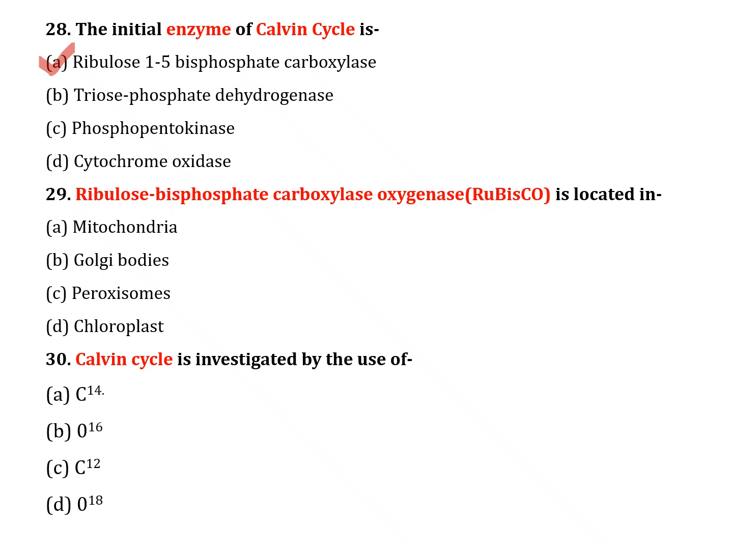The next question, number 29. Ribulose bisphosphate carboxylase oxygenase, that is Rubisco, is located in option A, mitochondria. Option B, Golgi body. Option C, peroxisome. Option D, chloroplast. The correct answer is option D, chloroplast. The next question, number 30. Calvin cycle is investigated by the use of option A, carbon 14. Option B, oxygen 16. Option C, carbon 12. Option D, oxygen 18. The correct answer is option A, carbon 14.